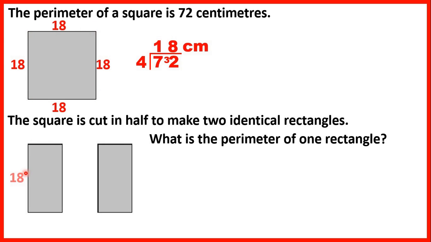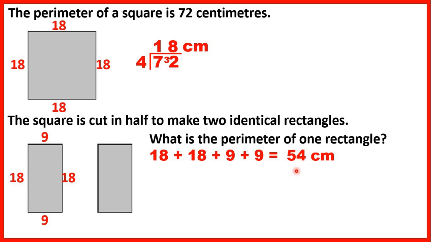Now we can see that the rectangle will have lengths of 18 centimetres, but because it's been cut in half, the width will be half of 18, and 18 divided by 2 is 9. So because our rectangle will still have a length of 18, but a width of 9, we need to work out 18 plus 18 plus 9 plus 9 to work out the perimeter, so the total distance around the outside, and that gives us 54 centimetres.